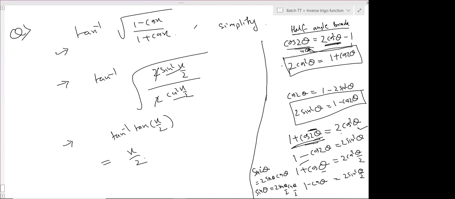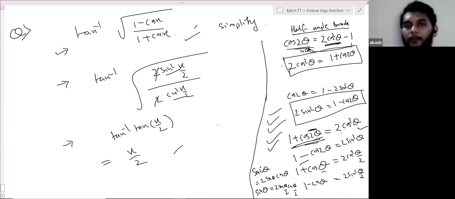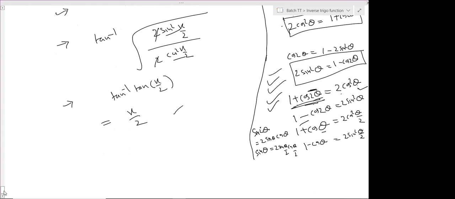So they will give you this type of question just to confuse you. If you remember this fundamental formula to solve, then the question is very easy. All right? So let's solve another question.